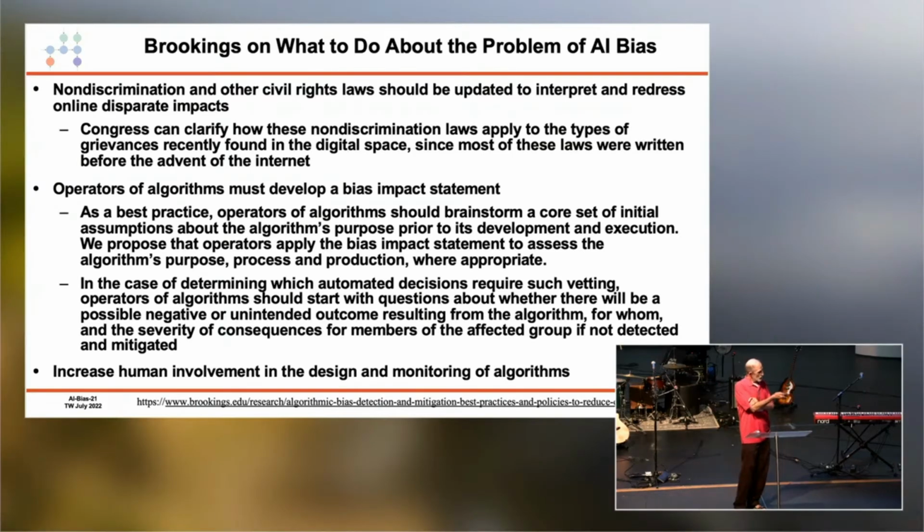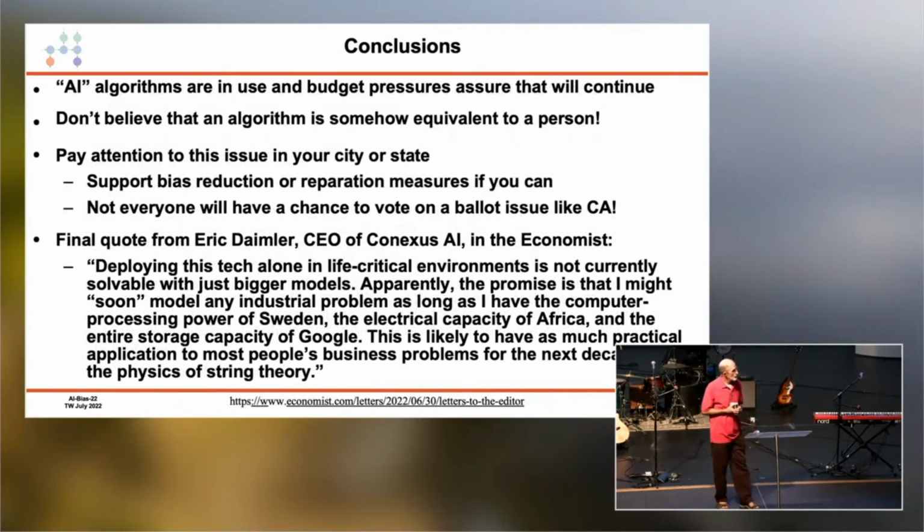And then the operators of algorithms should develop a bias impact statement, which I think is a very interesting thing as well. Brainstorm a core set of initial assumptions about the algorithm's purpose prior to its development and execution. Assess the purpose, process, and production. And determining which algorithms require that kind of vetting, you've got to really take the big picture look and think about it. And increase human involvement in the design and monitoring of algorithms. I mean, that's more of the same. It's a good report from Brookings. I don't have time to really do it justice.